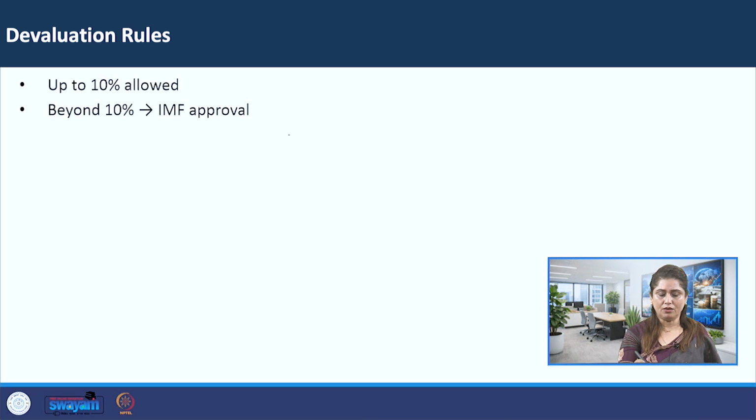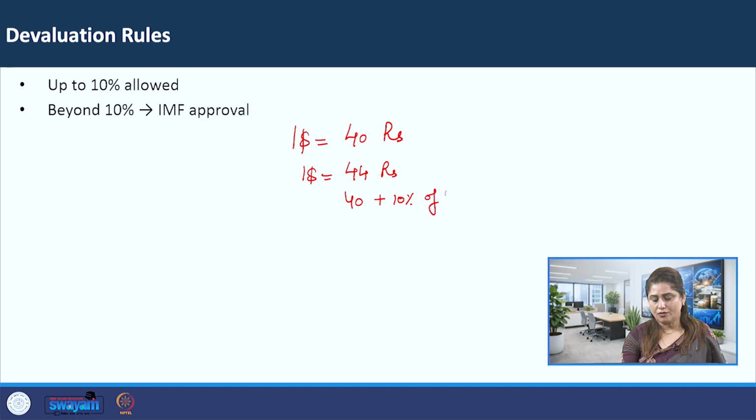Here also, for example, if we have $1 equal to 40 rupees, then with 10% you can go to $1 equal to 44 rupees. So that means 40 plus 10% of 40 rupees. This was the maximum devaluation you could do.